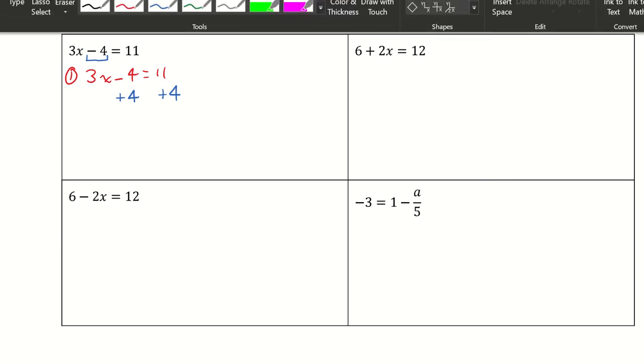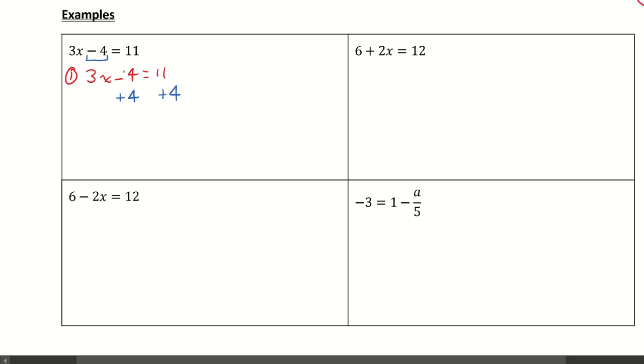Then I can rewrite my more simplified equation. Well, 3x minus 4 plus 4 is really just 3x. That's all that's left. And 11 plus 4 is really just 15. So that's the first step. The second step is to take our equation, and this is really the same equation as what we started with. They are equivalent statements. It's just they look different, but they're equally as true.